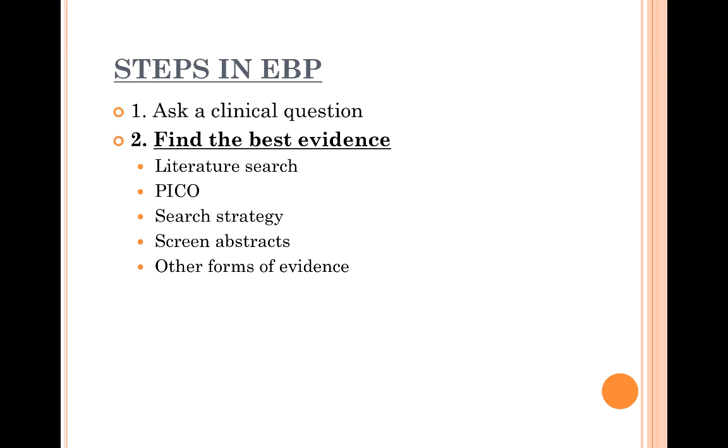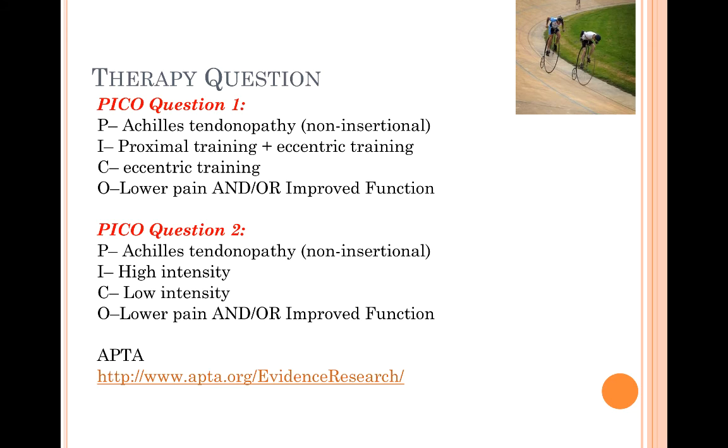So the first step is to ask a clinical question. The second step is to find the best evidence. This is what the librarian will help you with next, and there are many different strategies, and they can be complex. Most of you are familiar with searching at least somewhat. The first step is to develop a PICO question based on your interests, and then see if you can use the PICO format to develop a search.